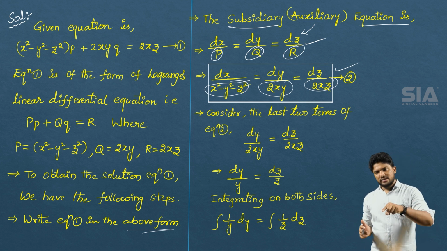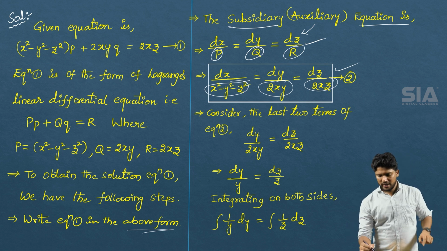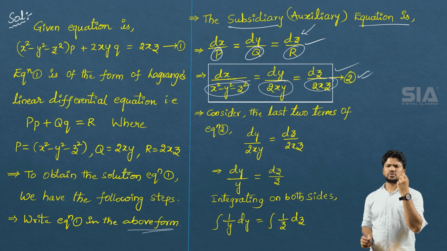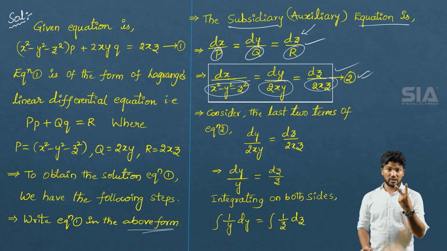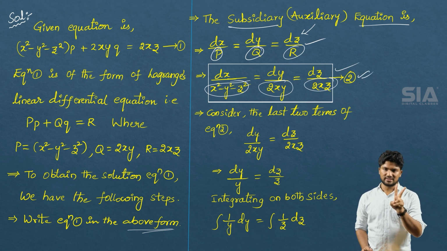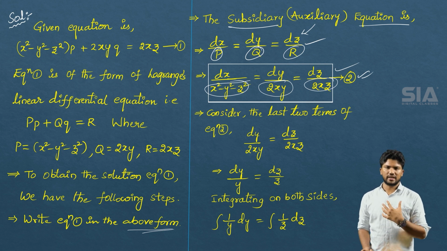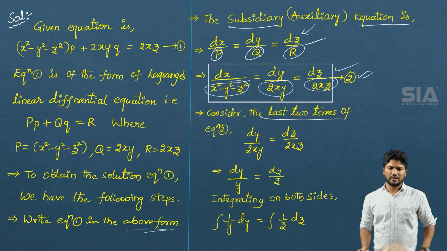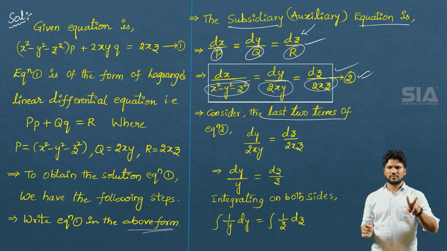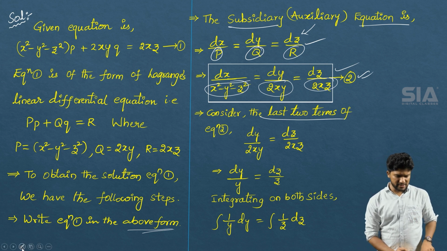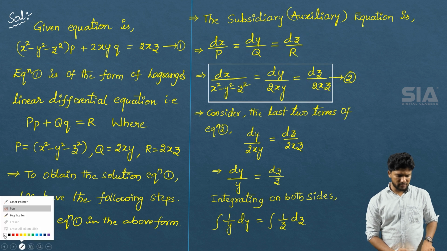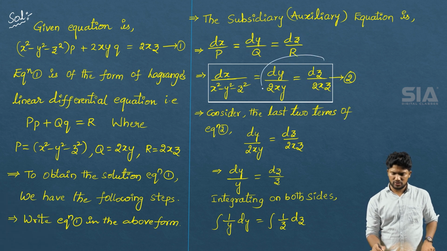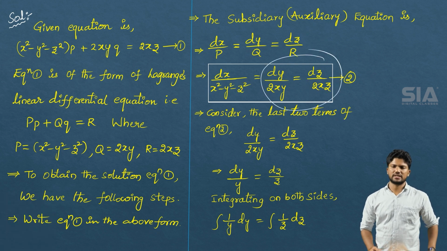Take that as equation number 2, the subsidiary equation. For this equation there exist two independent solutions, c1 and c2, which we are going to derive now. Consider the last two terms of equation number 2. You can take any two terms, but for simplification the last two terms are very easy.